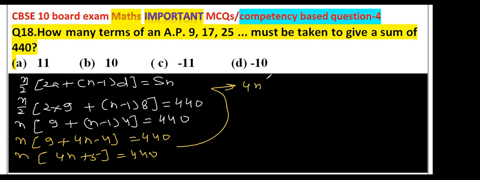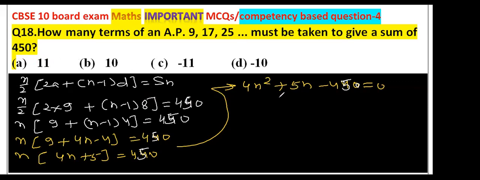And 4n square plus 5n minus 440 is equal to 0. Sorry, this is not 440. That is 450. I have to change it. ये 450 है इसलिए मुझे इसको चेंज करना पड़ेगा. इन प्लेस ऑफ 440 we write here 450.